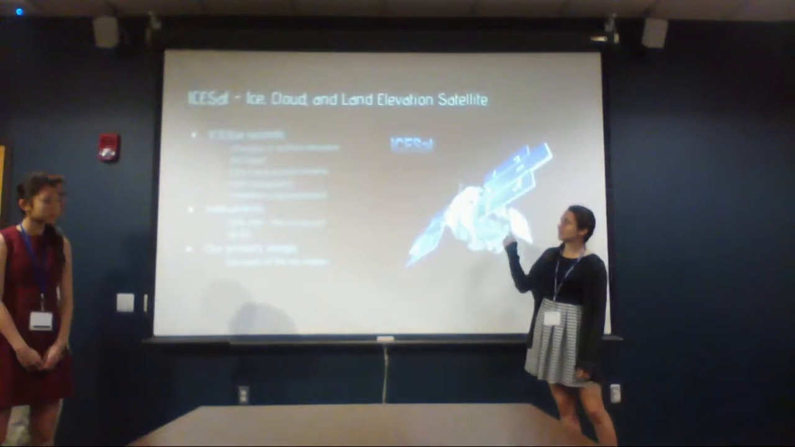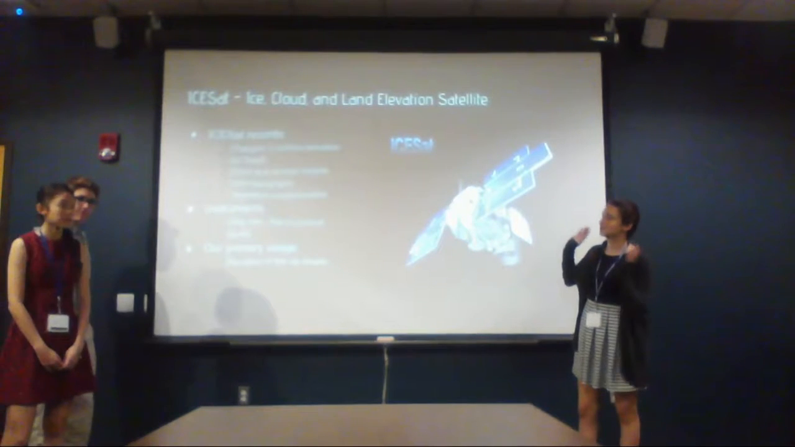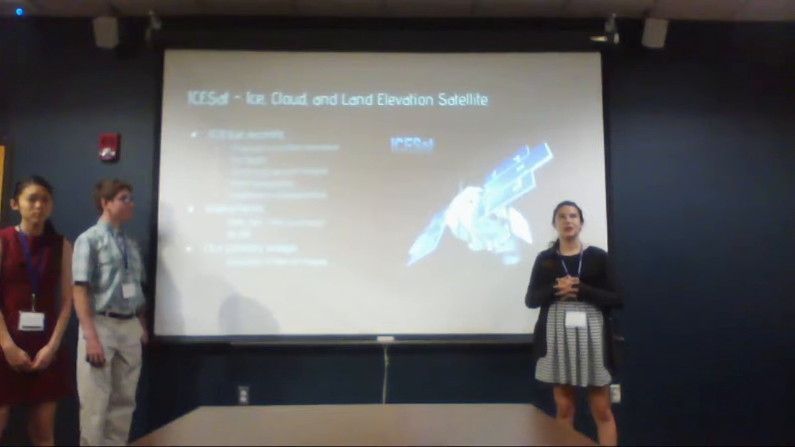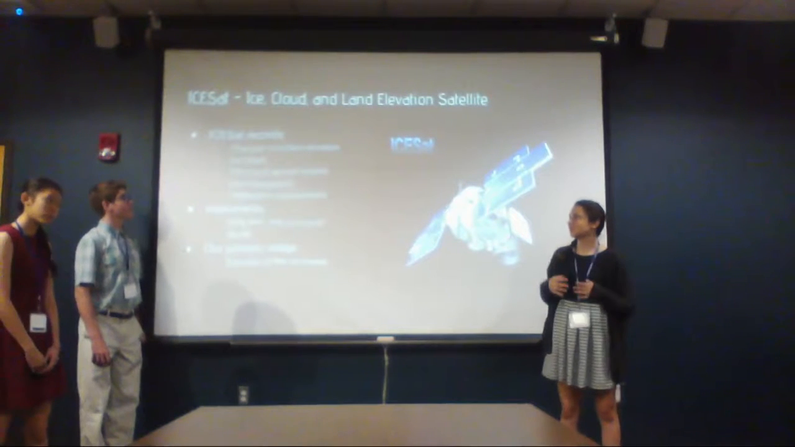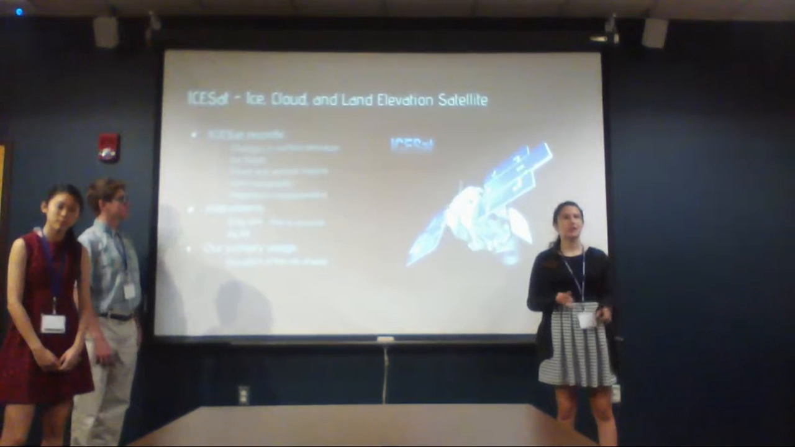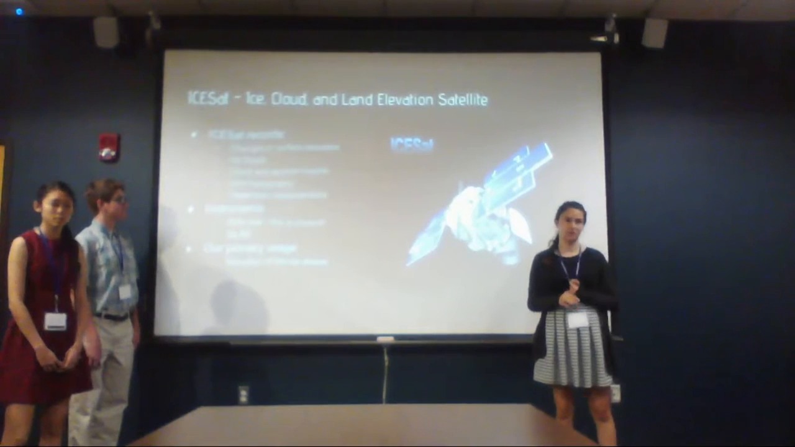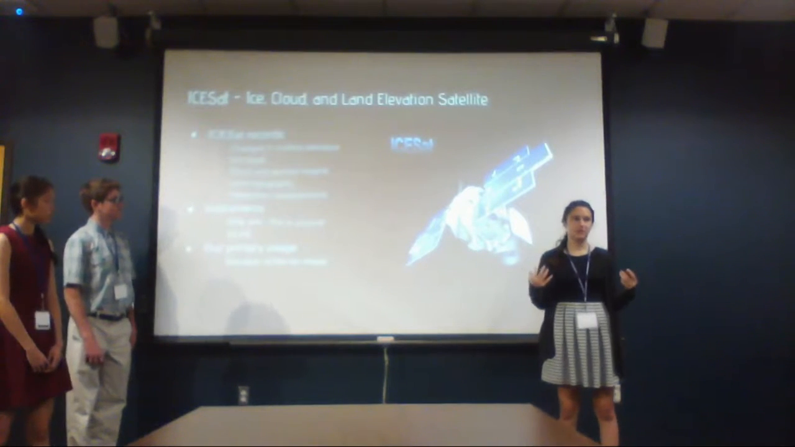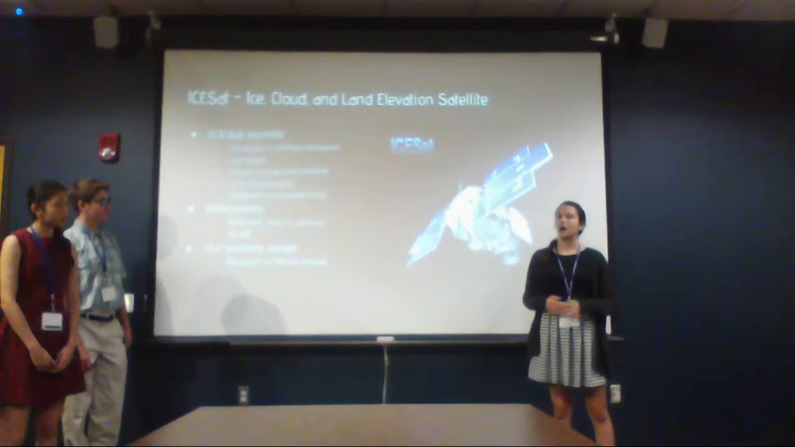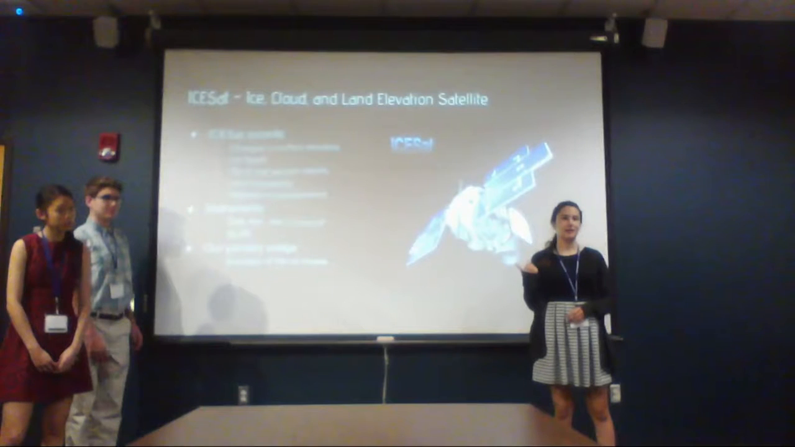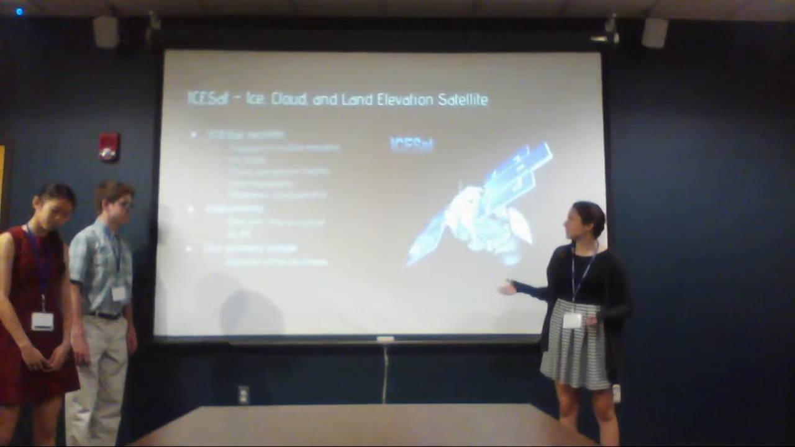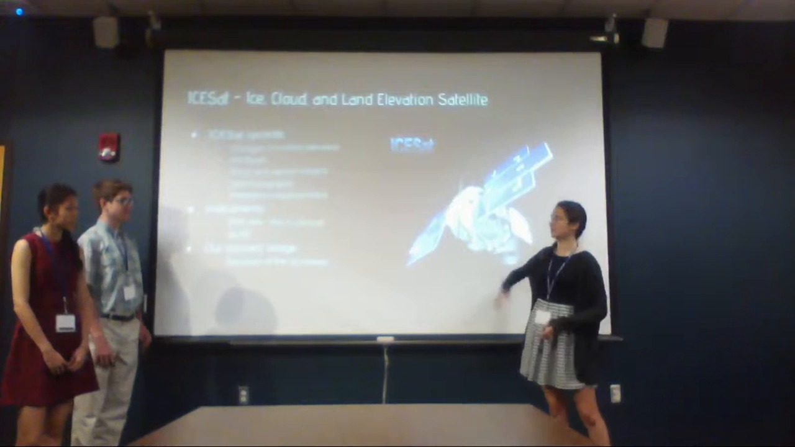So ICESat stands for Ice, Cloud, and Land Elevation Satellite, and it's a satellite sponsored by NASA, and it records changes in surface elevation, ice depth, cloud and aerosol heights, vegetation information, and land topography. We're specifically using it to look at the elevation of ice sheets in Greenland, as I mentioned before. And the unique thing about ICESat is that it only has one instrument, which is GLAS, and that is what records all of these data.